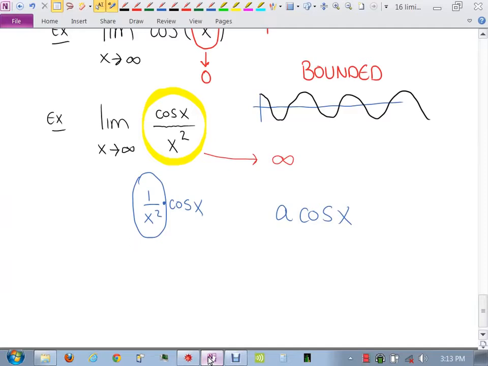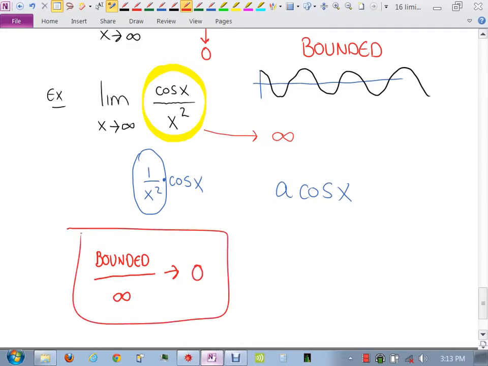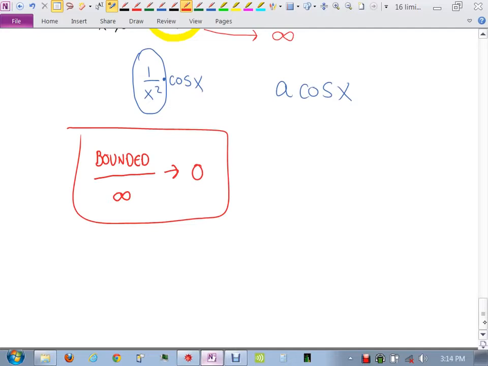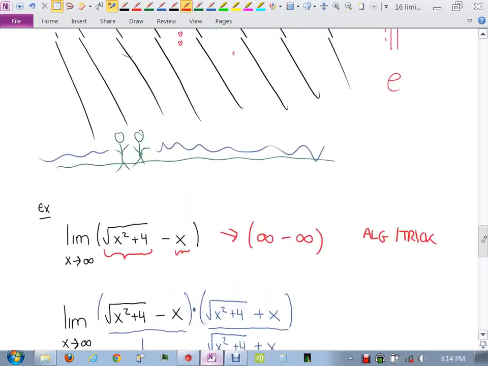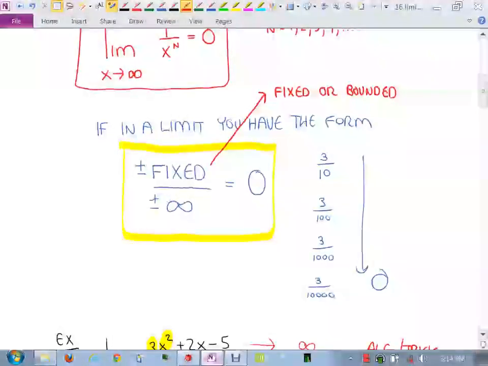All right, so what we had here was bounded over infinity. What does bounded over infinity give us then? Zero, okay? So instead of having a new formula to remember, I throw this into the category that we had earlier of fixed over infinity. What I do is I say, and I think I summarize this later, fixed means fixed or bounded. So anytime you have a bounded number over something that becomes infinite, it's going to go to zero.